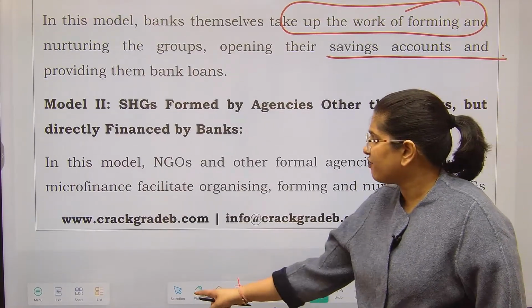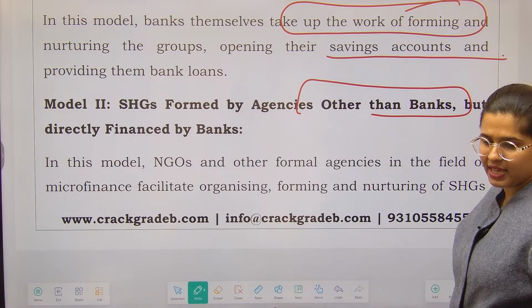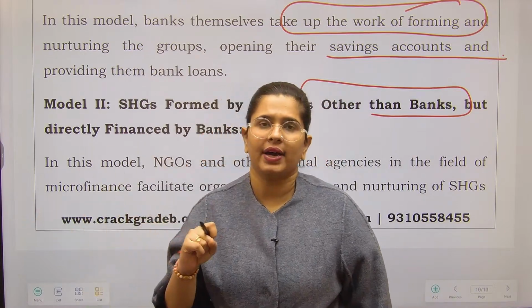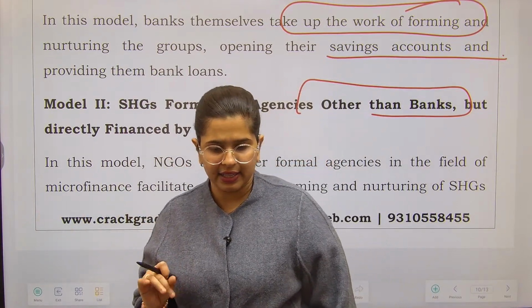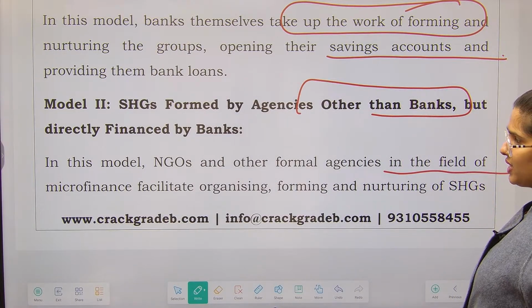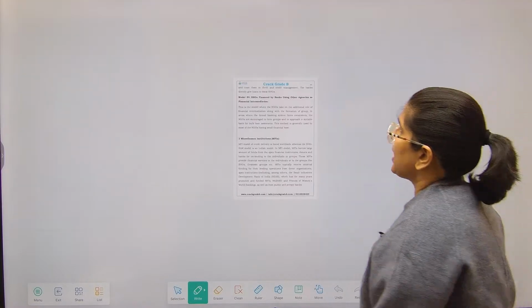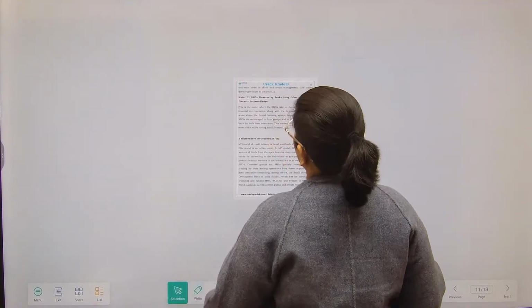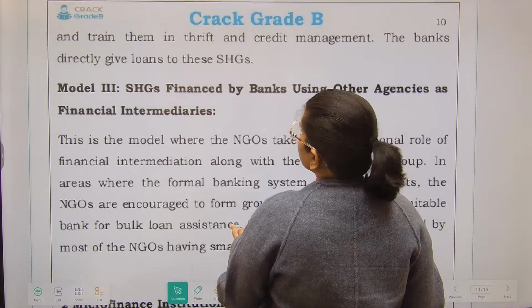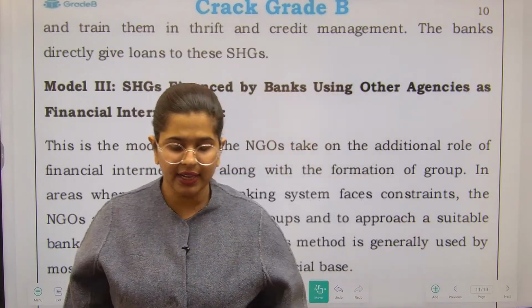So self-help groups they are formed by the agencies other than the banks, and then they are directly financed by the bank. That means formation work is done by someone else and bank just provides the credit. Bank सिर्फ credit दे देते हैं. So in this model, NGO as well as the other formal agencies in the field of microfinance facilities, they organize, form as well as nurture self-help groups and train them in savings and the credit management. Thrift means savings or the credit management. The banks then directly give loans to such self-help groups. Bank directly इनको funding दे देते हैं.